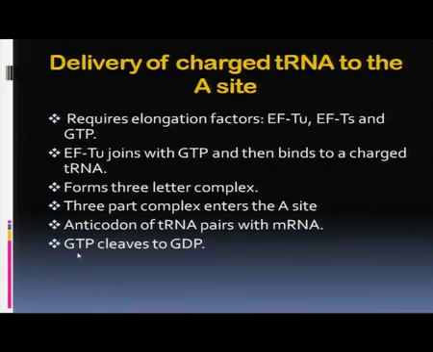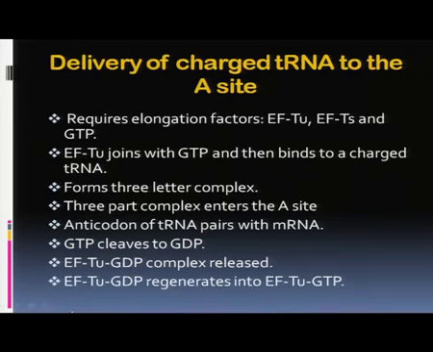During this process, GTP is cleaved to GDP to release the energy for this process. Elongation factor Tu-GDP complex is released after the combination of charged transfer RNA with the messenger RNA, and then again this elongation factor Tu-GDP regenerates into elongation factor Tu-GTP, so that the process can be cycled. So, we can understand this with the help of this diagram.